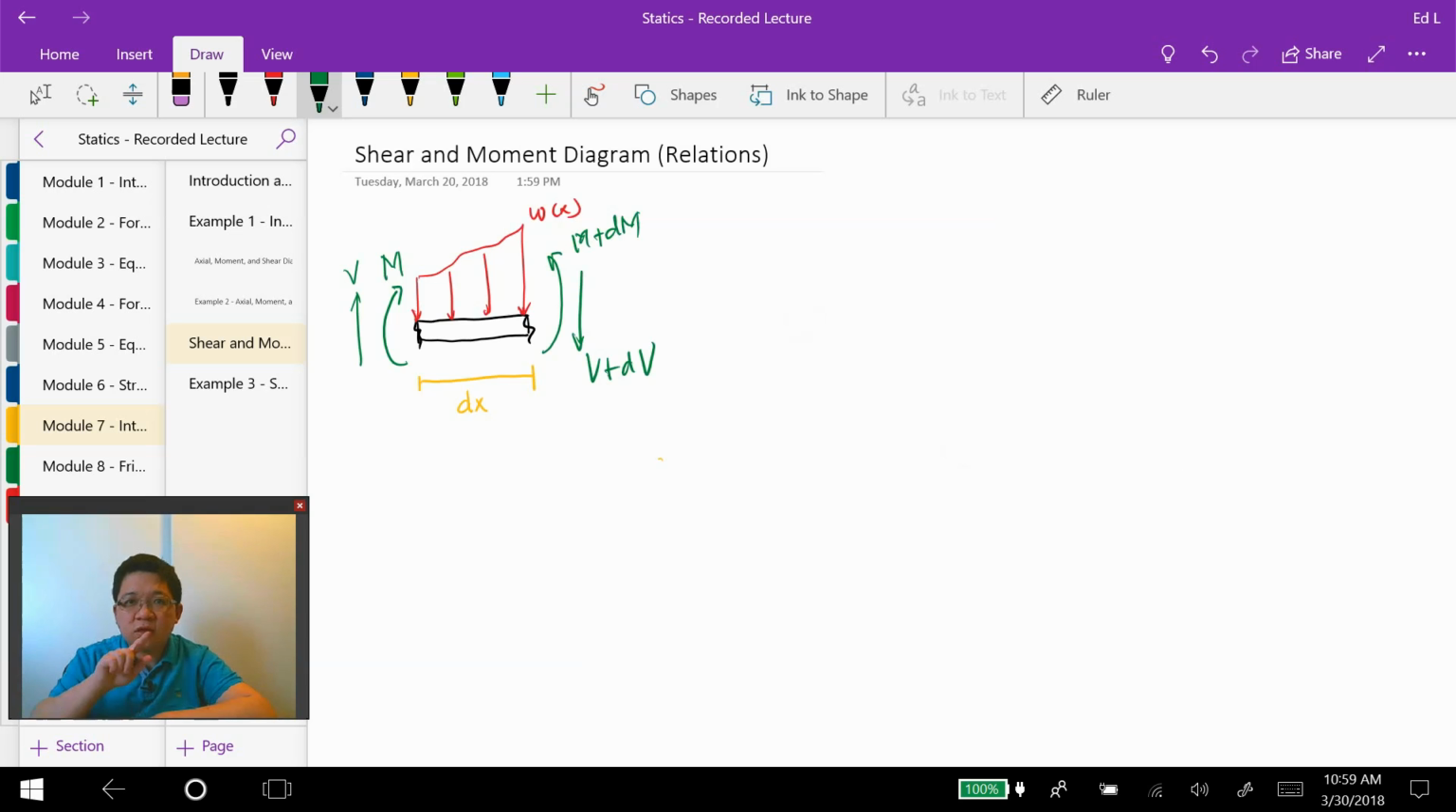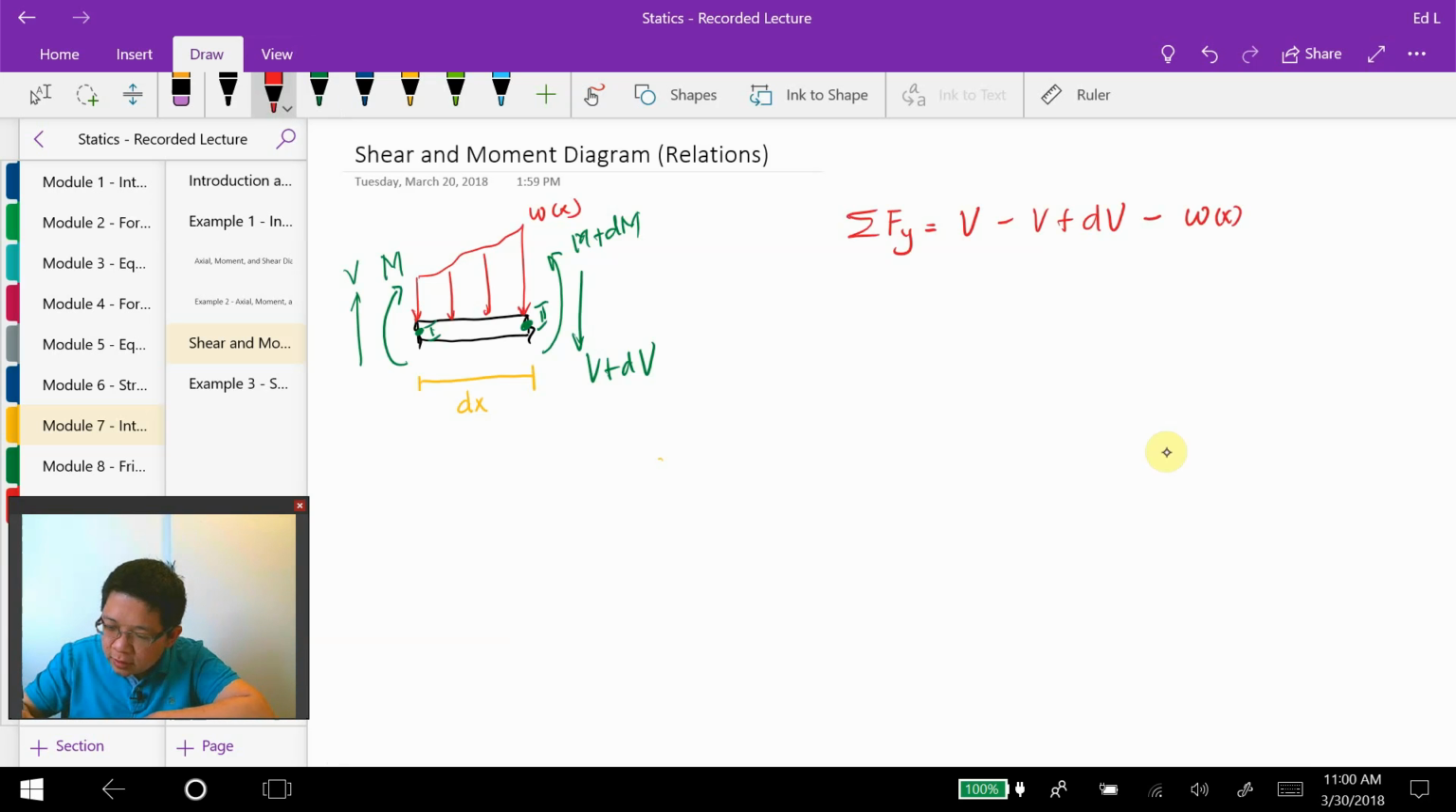This dM and dV are the changes of the moment and shear because the right end is located at a certain distance away from this first point right here. Let's call this point 2, and this one point 1. As I sum the forces in the y direction, I can write my equation as V minus (V plus dV) minus w(x) times dx equals 0.